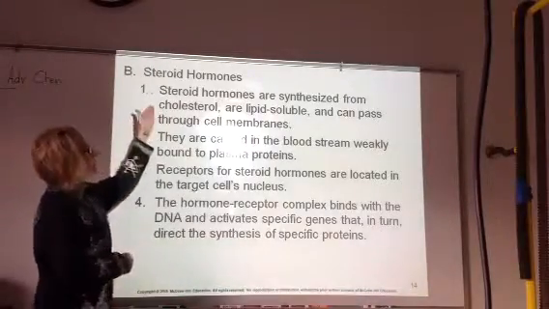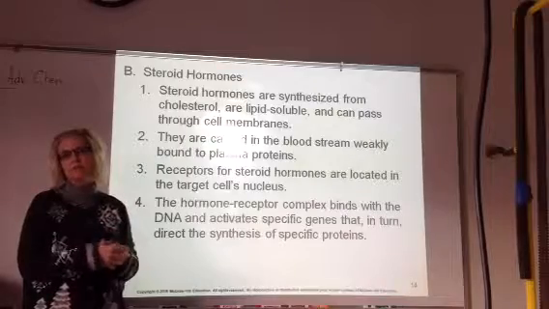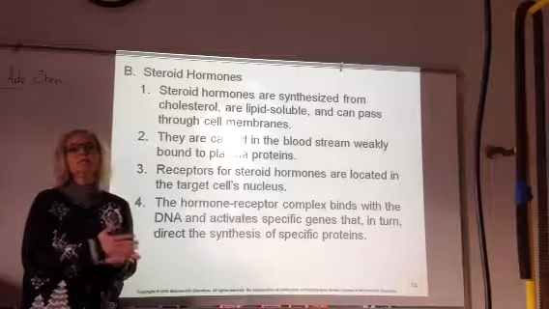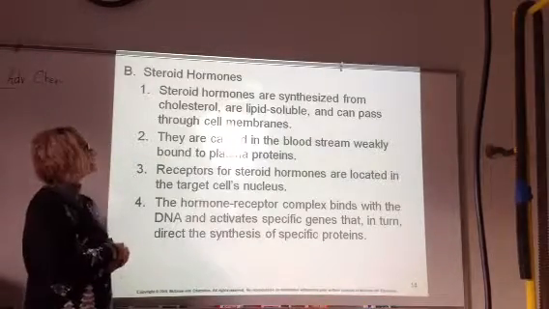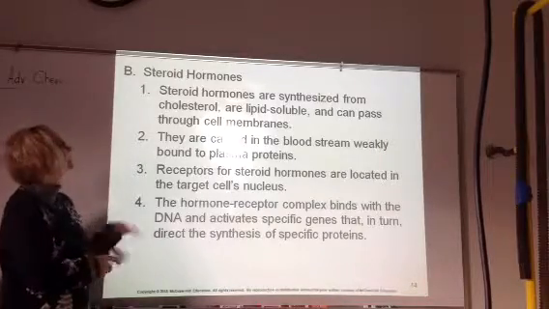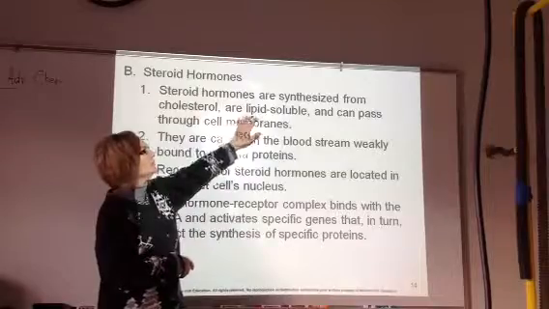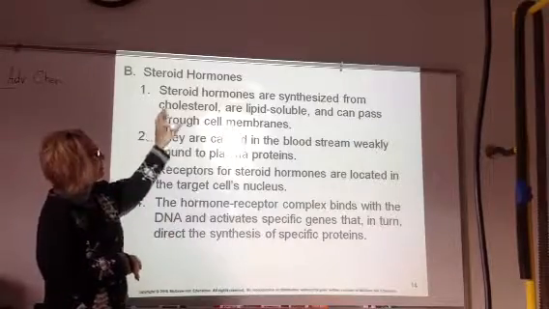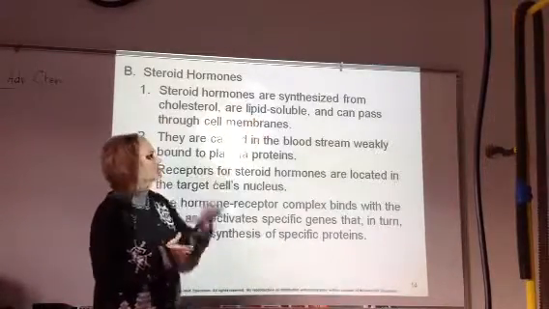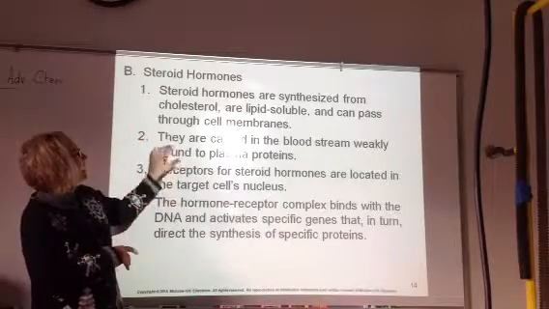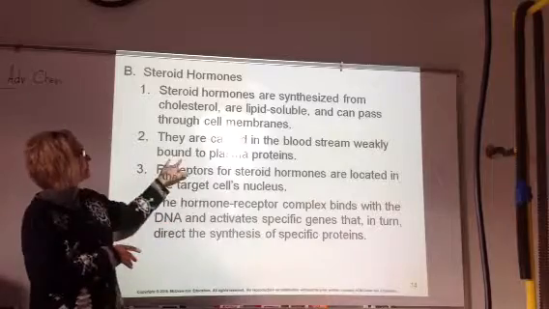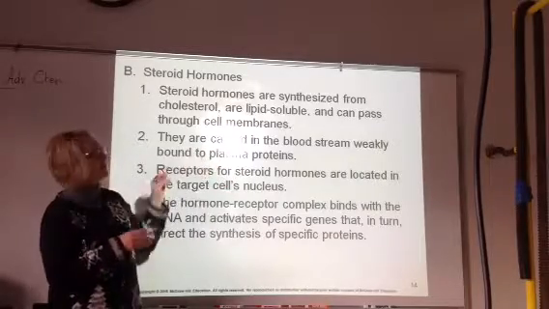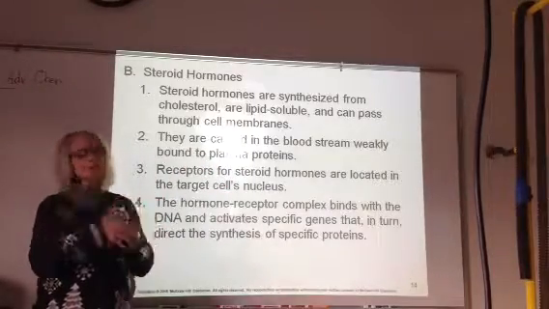If we look at the steroids first, steroids come from cholesterol. We talk about cholesterol levels. Everybody has cholesterol. You need cholesterol in your body. It's just when those levels get too high that it becomes a bad thing. They're lipid, fat soluble, and they can pass through cell membranes fairly easily. They're carried in the bloodstream weakly bound to plasma proteins. And by weakly bound, that means that they can easily unbind from those proteins.